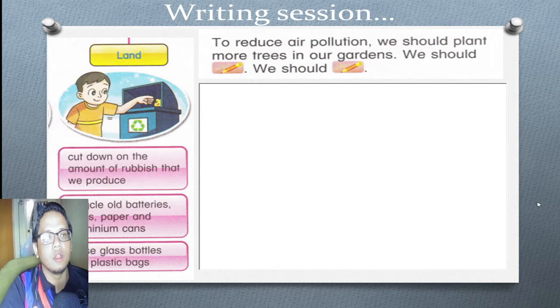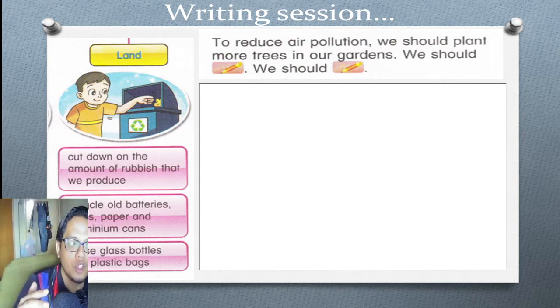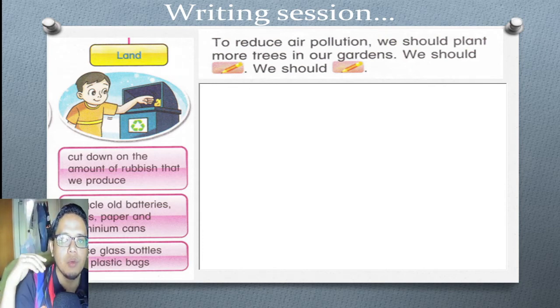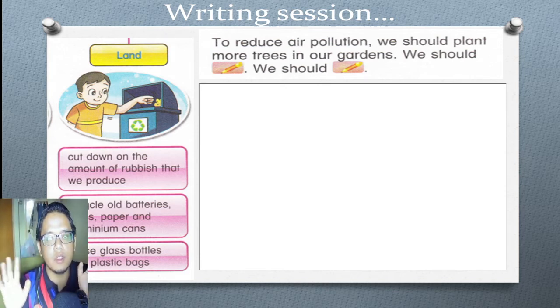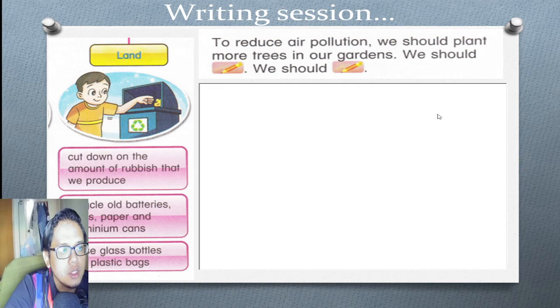Now just now we wrote about air pollution. Now I want to teach you how to write using land pollution. Same, use we should not. Remember, if there is a negative statement, use we should not. If there is no negative statement, a positive statement, we use we should. But this one, you see here, please be alert to reduce. Now we are writing about what pollution? We are writing about land pollution.